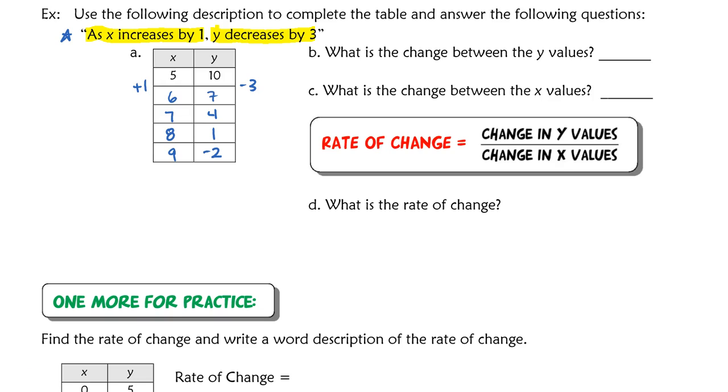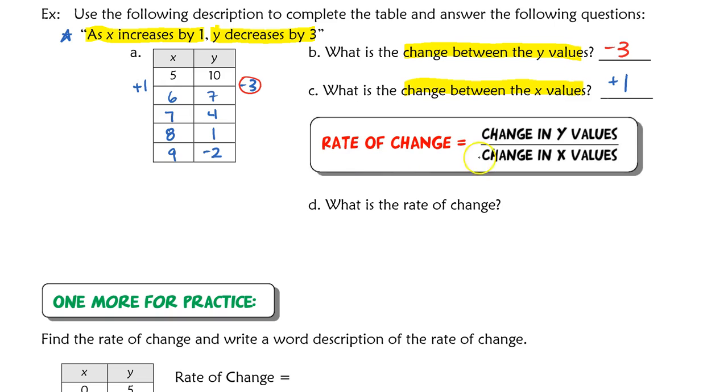Now to answer part B, it says, what is the change between the y values? Well, we actually found that already, right? We had to use that in order to fill out the rest of this table. We know that every value in the y table is going to go down by 3. So the change here is negative 3. Now the change in the x values, to answer part C here, remember we increased every x value by 1. So we're going to write that it's positive 1.